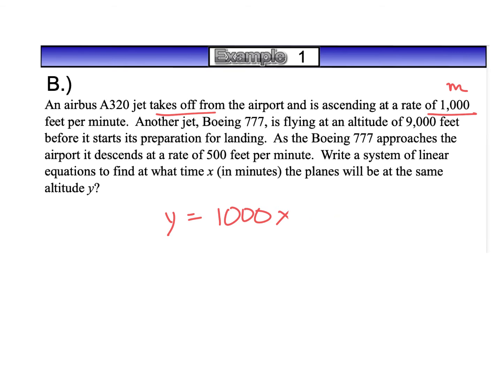Second one is our second airplane. Another jet, Boeing 777, is flying at an altitude of 9,000 feet. That's our starting point, before it starts its preparation for landing. As the Boeing 777 approaches the airport, it descends at a rate of 500 feet per minute. It's descending, so it's coming down, negative 500x, and it started at 9,000 feet.